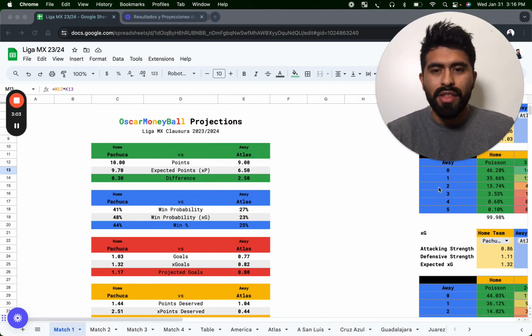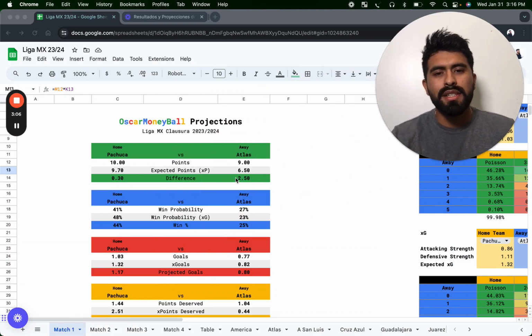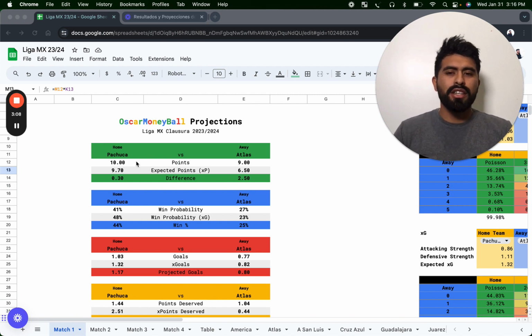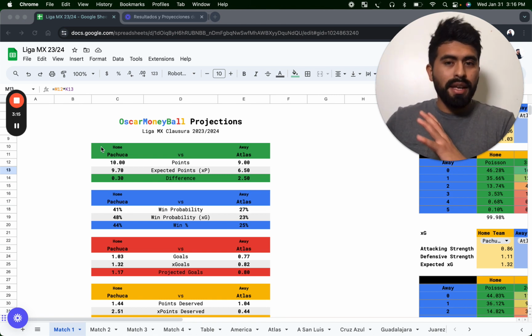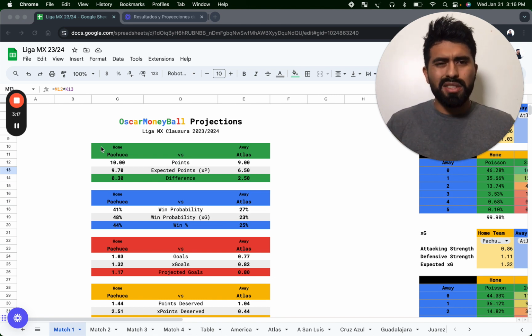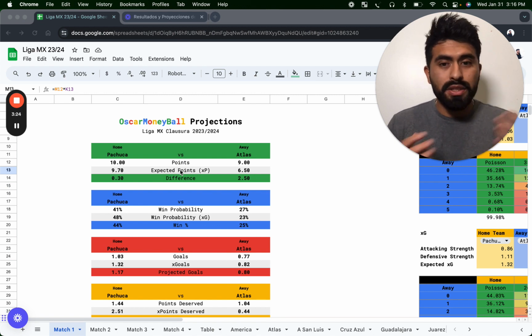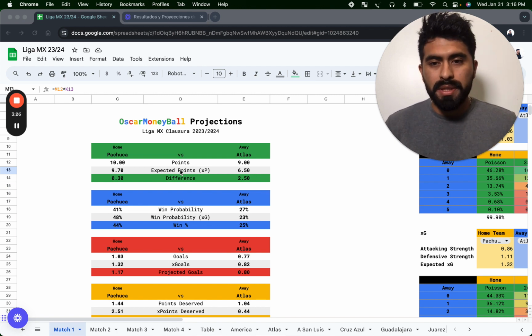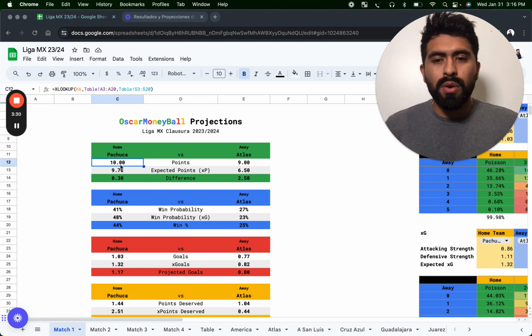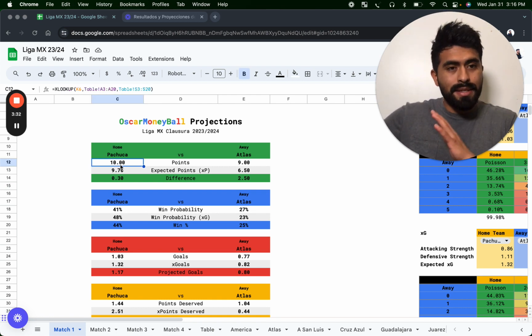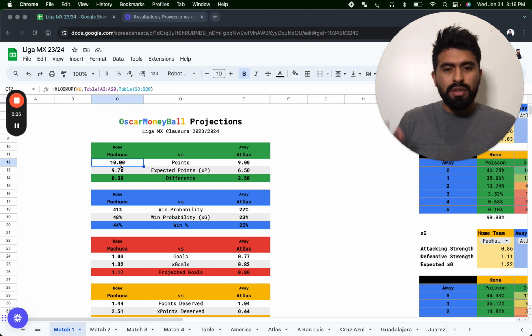On to the first match. We have Pachuca at home versus Atlas. Now this green section up here, this top part, is basically letting us know how many points they've accumulated since the Apertura and coming into the Clausura. So this may be irrelevant to you, and how much expected points they actually deserve based off their performances. You can see here that Pachuca has accumulated 10 points at home since the beginning of last season, the Apertura, and coming into the Clausura.